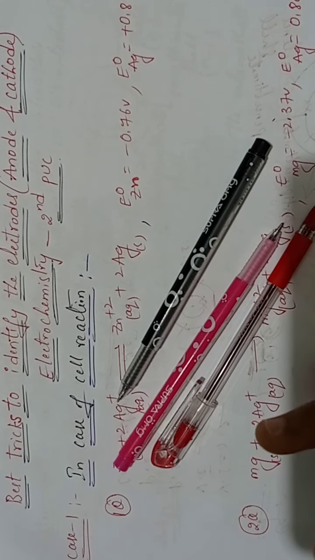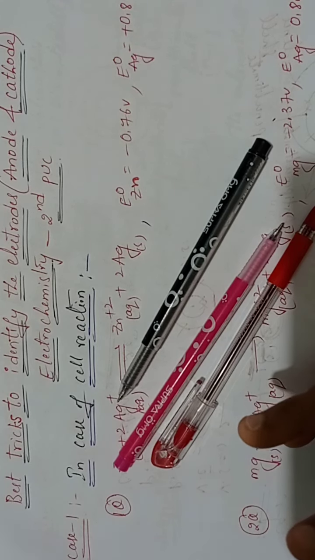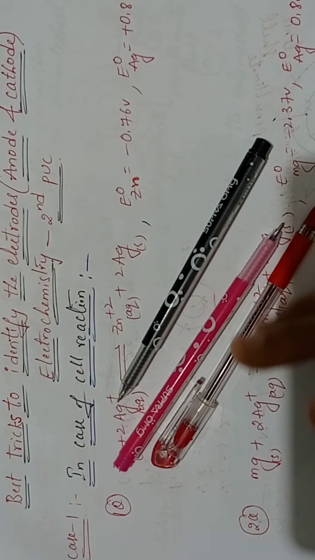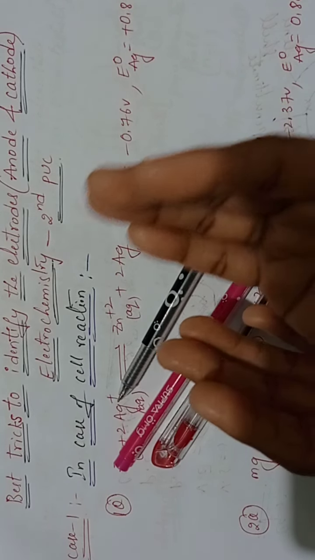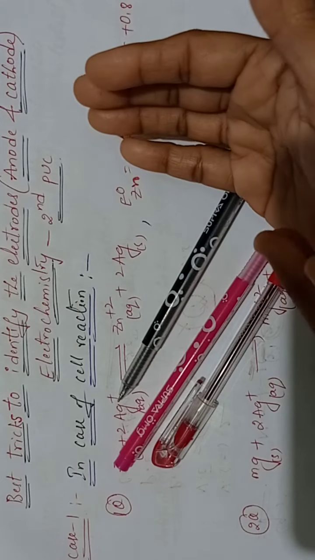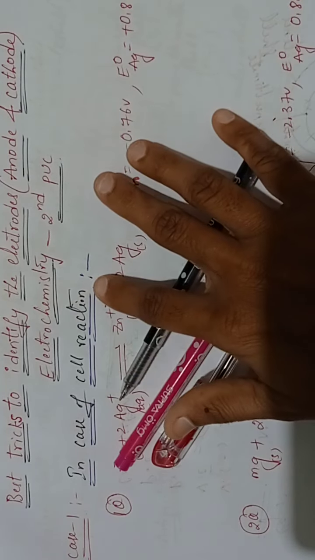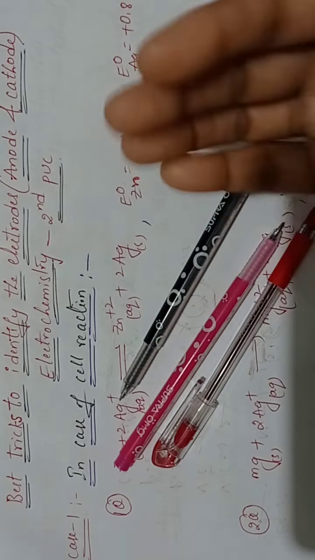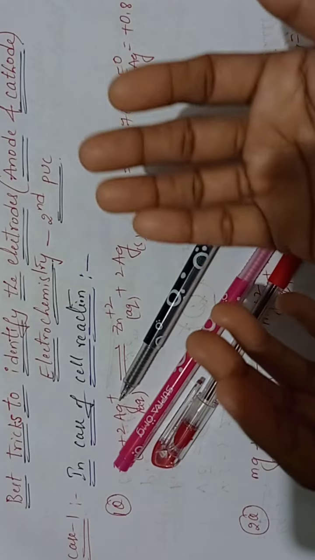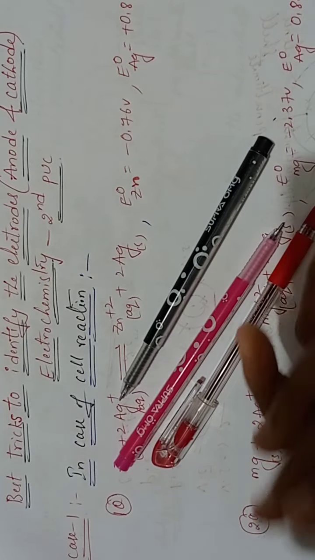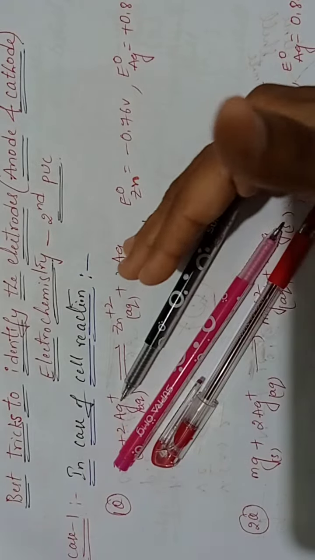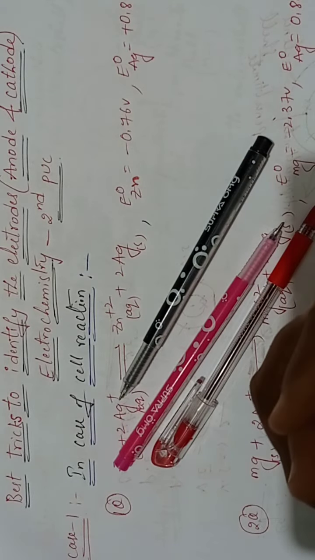In today's section, I'm giving the two best tricks to identify the electrodes, students. This is a topic from electrochemistry, second PUC. So, in case of cell reaction and in case of cell representation, what is the trick? Two best tricks I'm going to discuss, students. First, in case of cell reaction, how to identify the anode and cathode.